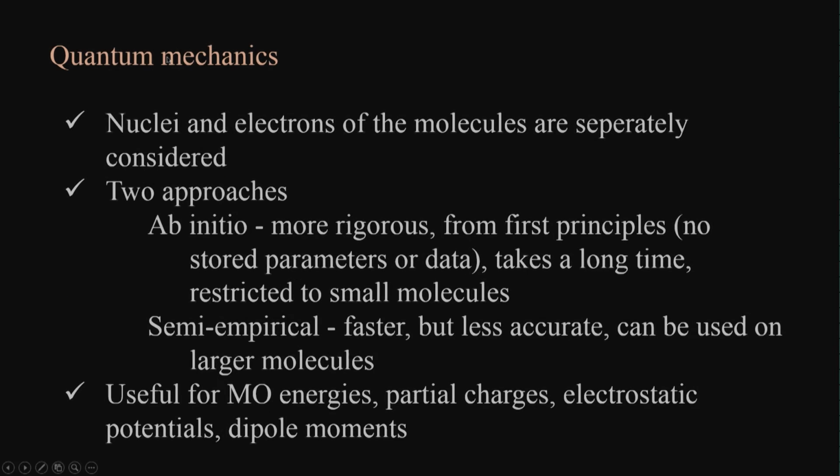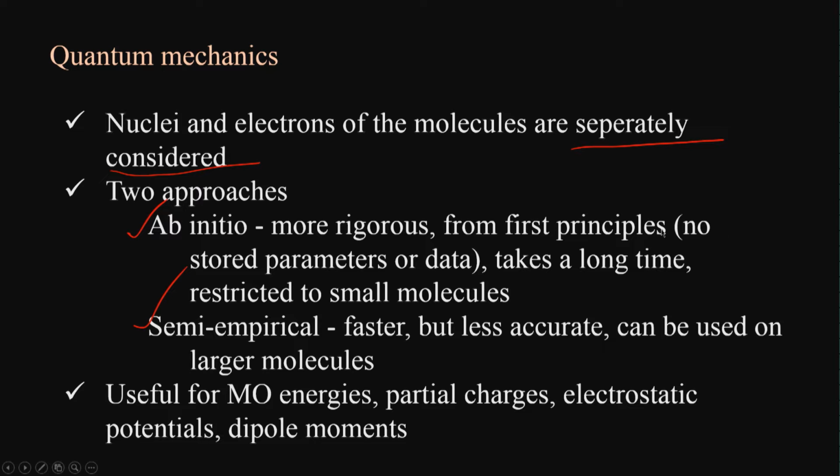Now, let us go to something different, that is called the quantum mechanics. Here nuclei and electrons of the molecules are separately considered, okay. So, that is very important, they are separately considered. There are two different approaches, one is called the ab initio, other one is called the semi-empirical. Ab initio is very rigorous, it is based on first principles, okay. There are no stored parameters or data, so it takes much longer time.